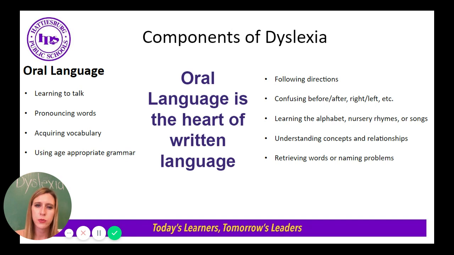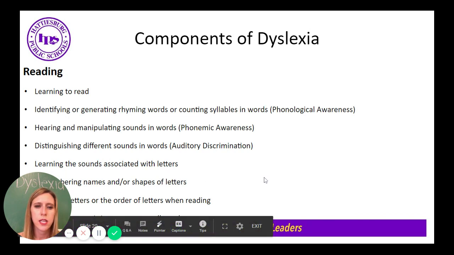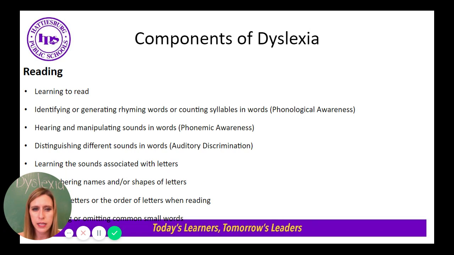Here we have a quote that says, "Oral language is the heart of written language." And that's when we go into reading. So as we know, reading is a major component of dyslexia, not just knowing how to read, but also the phonological and phonemic awareness, the auditory discrimination, that's being able to hear the different sounds and words and say them appropriately. Learning the sounds associated with letters and remembering the names and shapes forming letters.